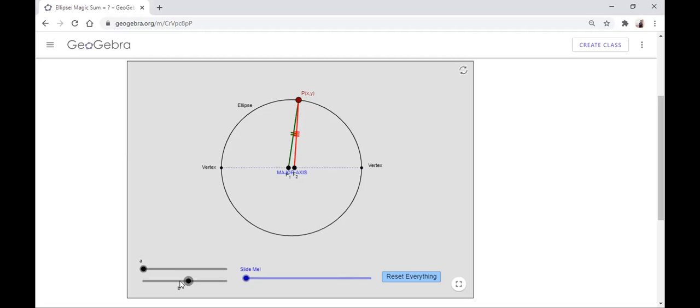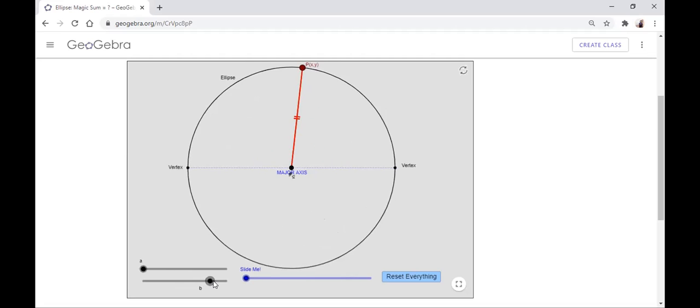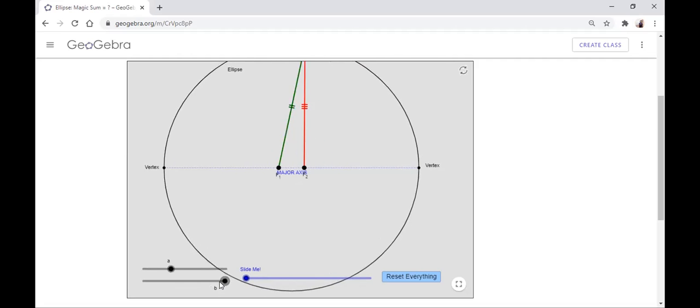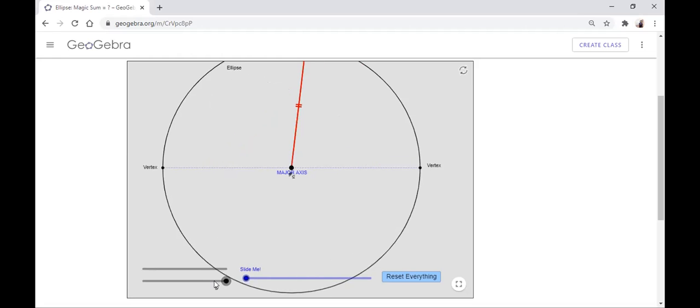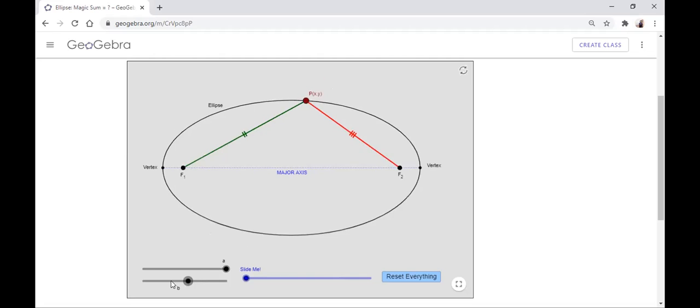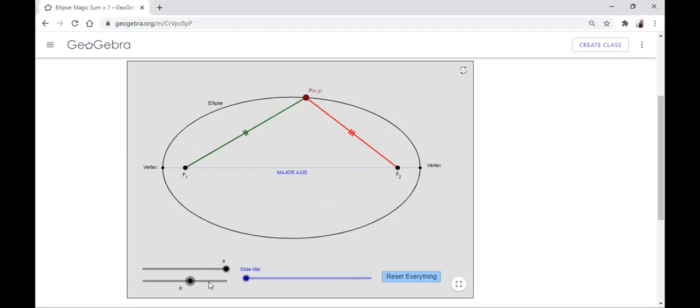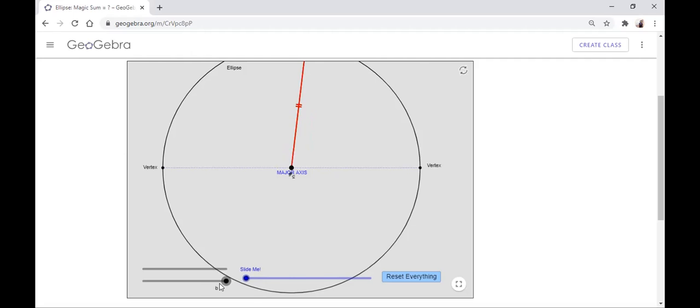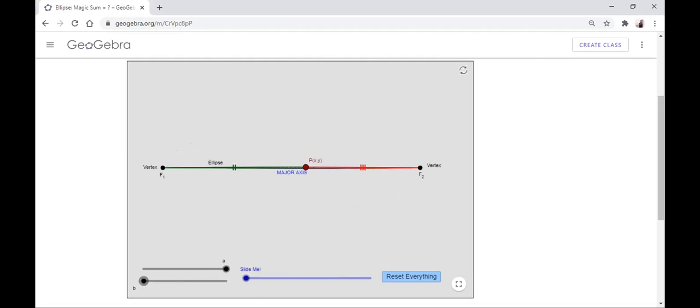I can show you here also. Whether it is a bigger circle or a smaller circle, you are getting a circle, and you are getting the circle at the moment F1 and F2 coincide. The distance between F1 and F2 is 0. Is it clear? From this you could observe that the circle is a special case of the ellipse.